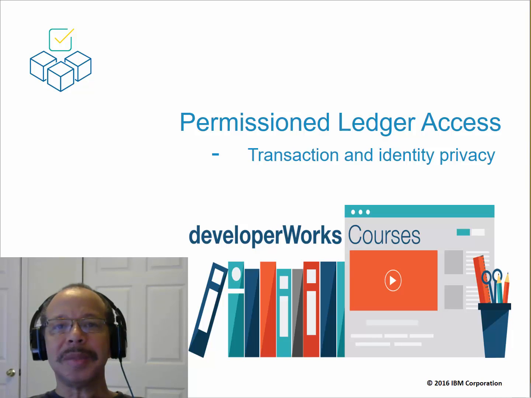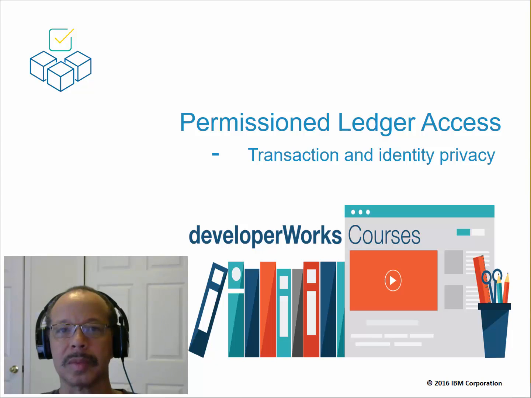In this video, we'll look at some of the mechanisms in place to support the idea of transaction and identity privacy within the blockchain network. If you recall, we're dealing with permissioned ledger access. In other words, there's a predetermined group of entities that have access to the common ledger.